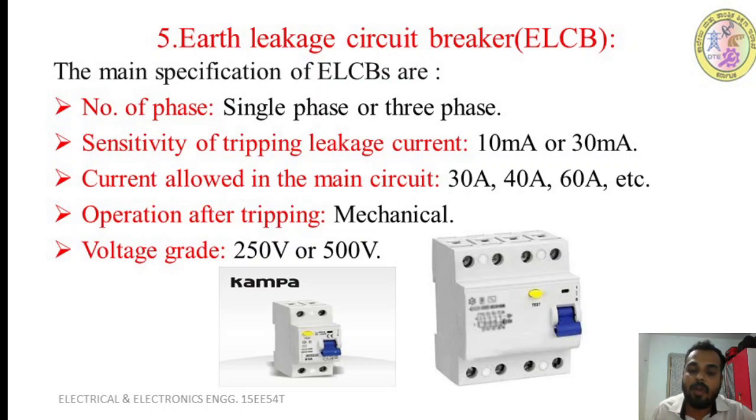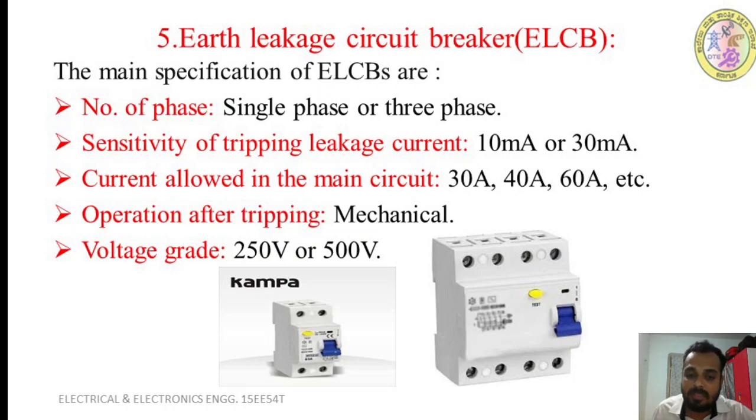So next, current allowed in the main circuit, like our MCB. How much current it has to carry through it. That is the load current it has to carry through it. So it may be 30 ampere, 40 ampere, 60 ampere, etc. Depends on the load of the system. Next, operation after tripping, like how to reset it after tripping. It is also mechanical. Manually you have to turn on this knob, right? So that is mechanical. Next, volt grade, 250 volt grade for single phase and 500 volt grade for three phase supply.